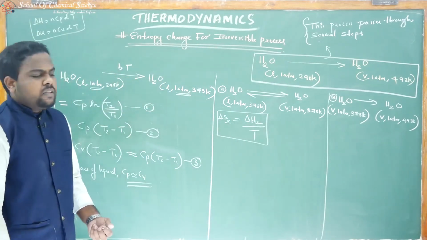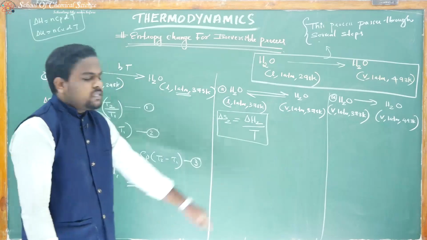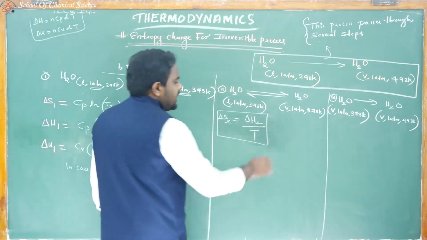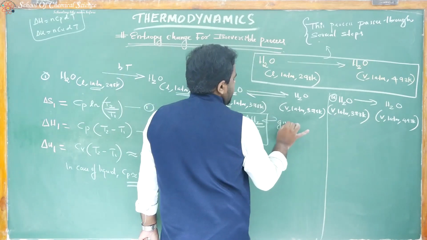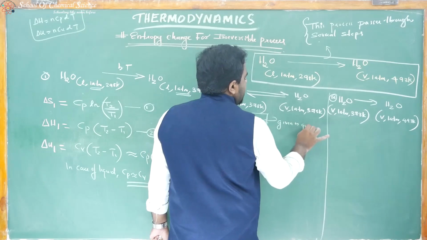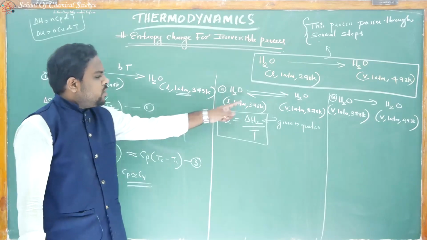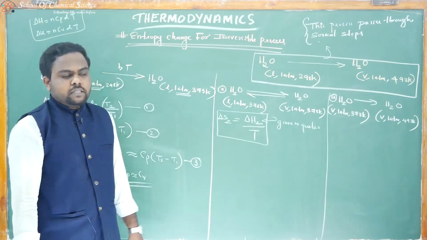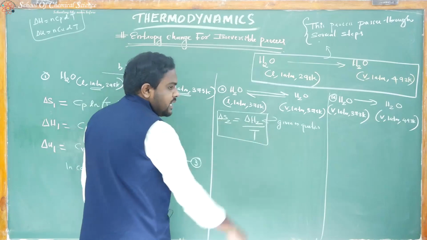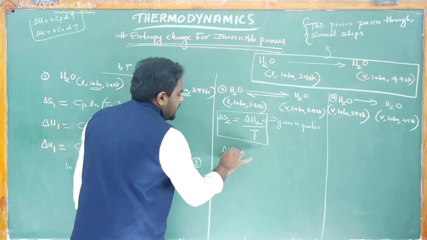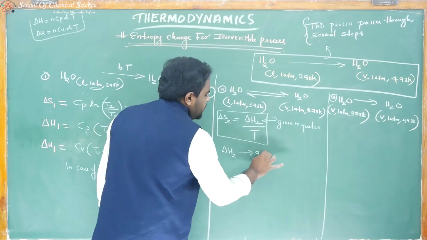Change in entropy of phase transition is equal to change in enthalpy of phase transition divided by temperature. This delta H2 is given in the question. So delta S2 is equal to delta H2 divided by the temperature. Delta H2 is given in the question.